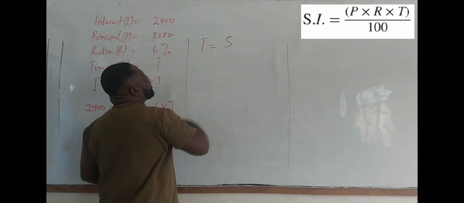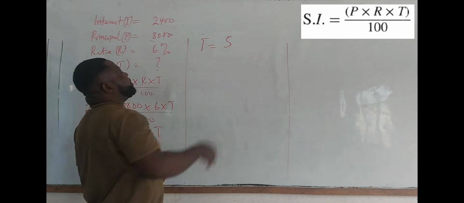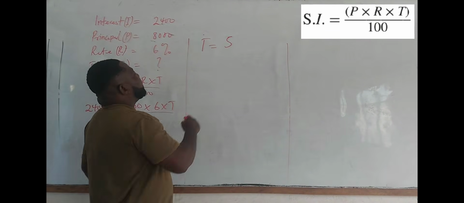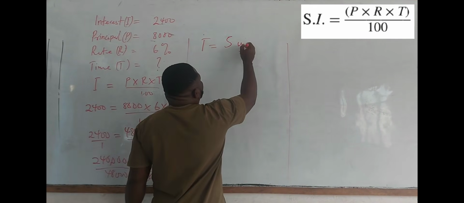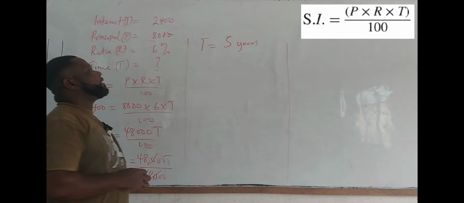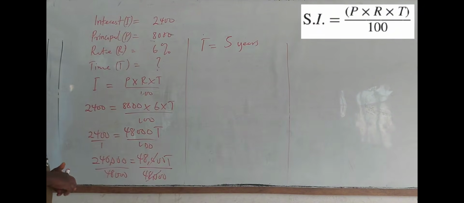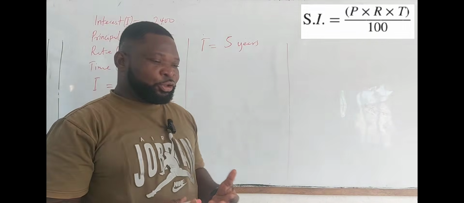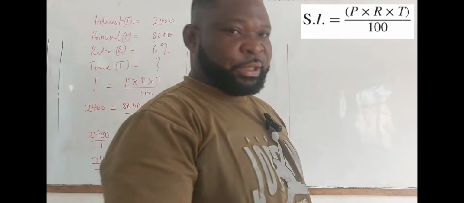So it means that the number of years the farmer is going to use to pay off that 8,000 is 5 years, right? So the time taken is 5 years. So that's how we solve this question. I hope you can use the other approach to solve the same question, right?